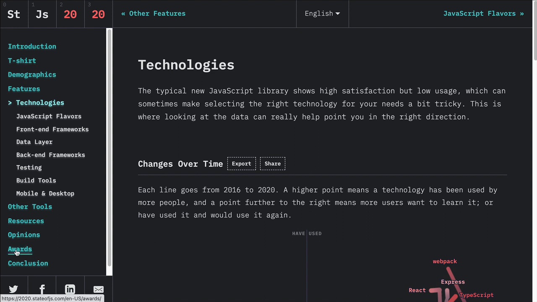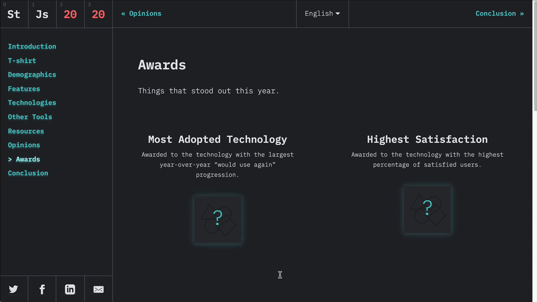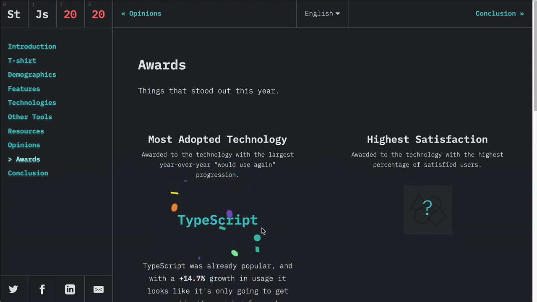But there is one more area I want to just click on to highlight two of these. Most adopted technology and highest satisfaction. This was a bit of a surprise to me. In fact, both of these were a bit of a surprise and probably tells me I need to spend more time. I haven't been one that uses TypeScript much. I mostly use regular JavaScript and don't use the advantages provided by TypeScript. But as you can see, this was awarded the most adopted technology. So between 2019 and 2020, TypeScript has really become much more adopted within the JavaScript world.